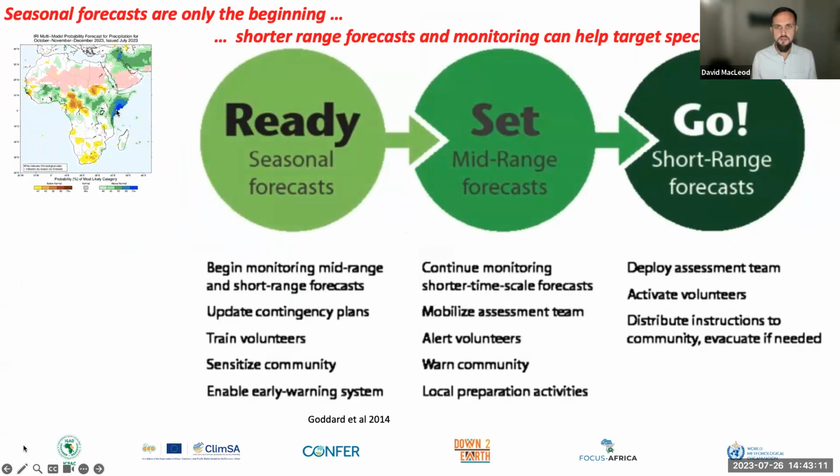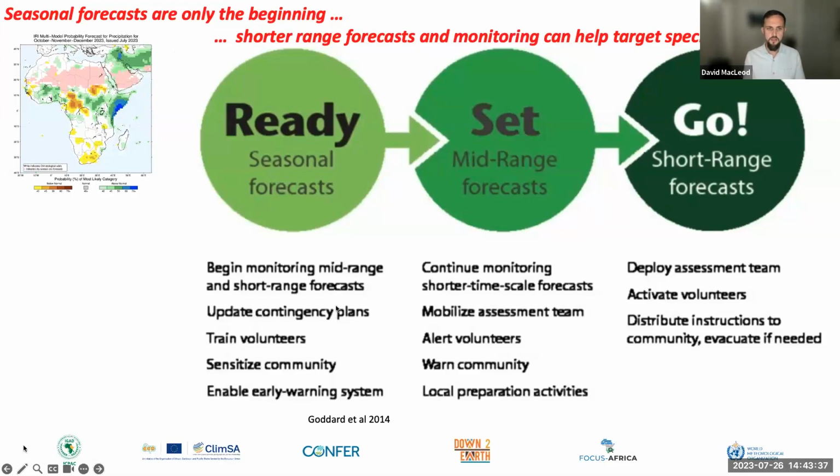They told you to get ready, but there are other forecasts produced by ICPAC and by other providers which are providing outlooks for mid-range, so for a few weeks or longer ahead, often driven by the MJO, where there's predictability. And then there's go, which is a shorter range forecast. So with that ready, set, go, a seasonal forecast might trigger you to begin the monitoring of those shorter range forecasts.